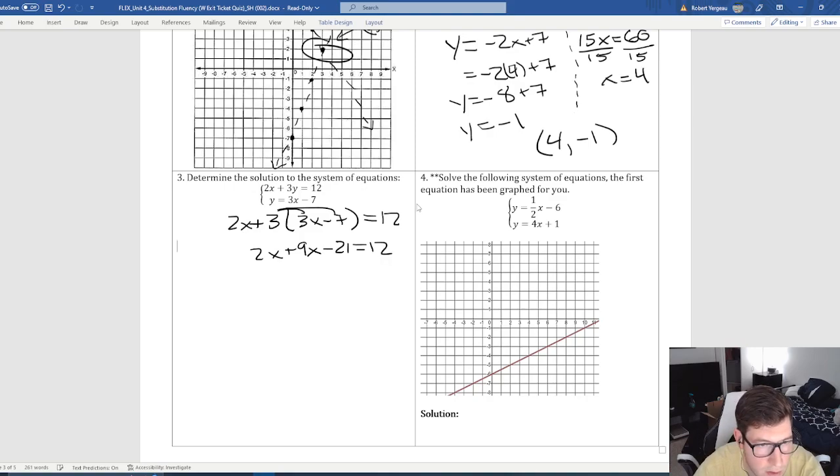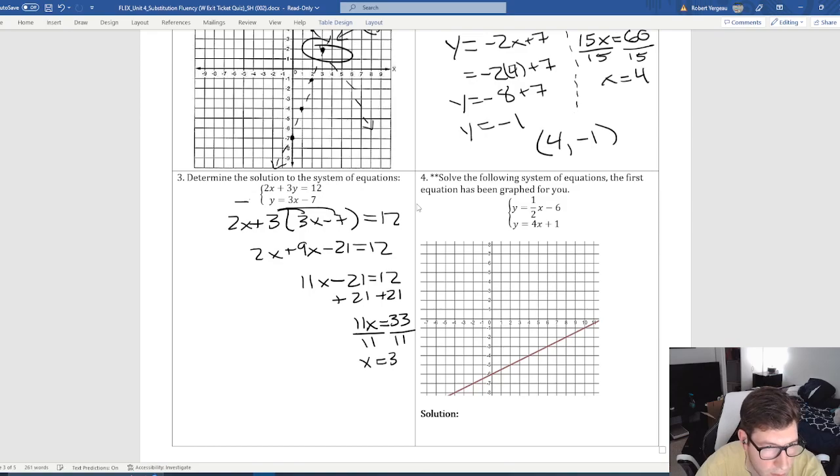Go ahead and combine these terms. 11x minus 21 is equal to 12, plus 21 on both sides. 11x is equal, well, 12 plus 21 is going to be 33. Divide by 11 to learn that x is equal to 3.